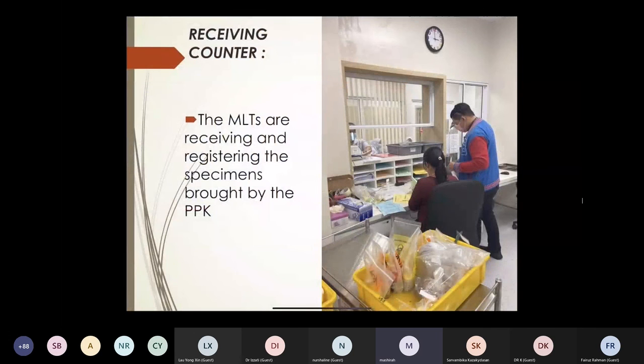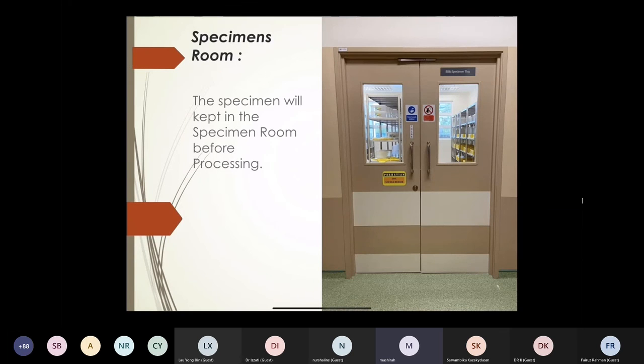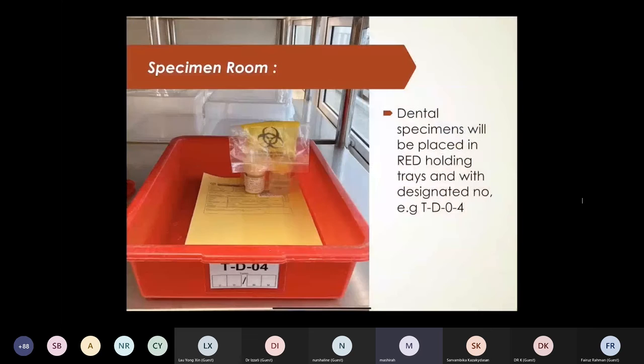And as you can see, it's quite busy. The MLTs are now doing the registering and also receiving some new specimen brought by the PPK. Once registered, the specimen is kept in the specimen room. The dental specimen will be placed in red holding trays with designated numbers.